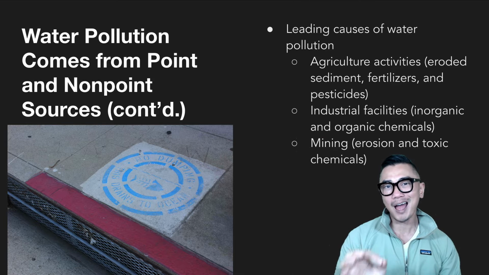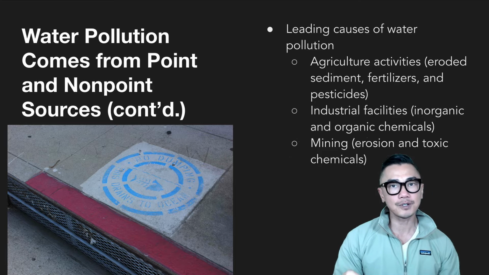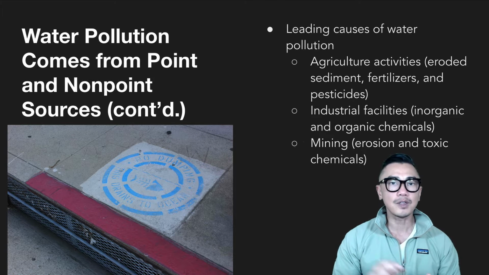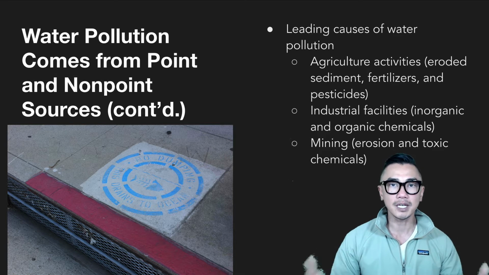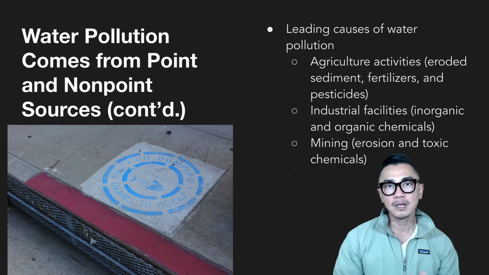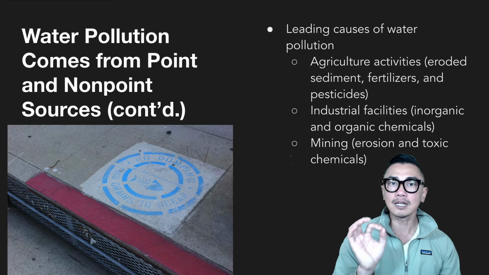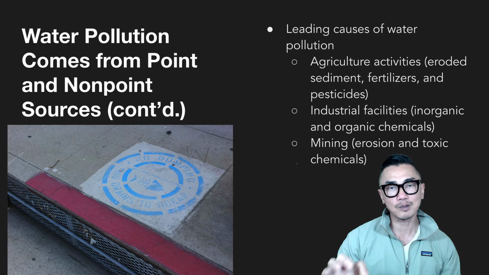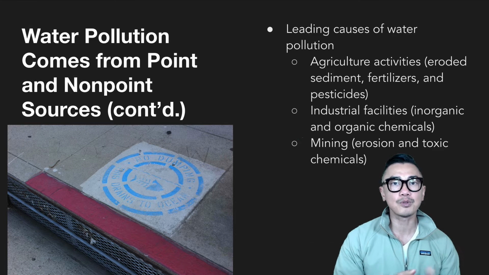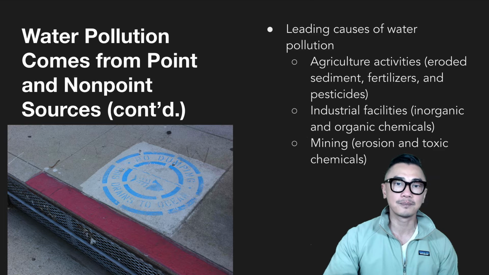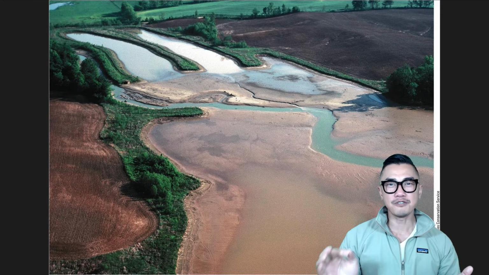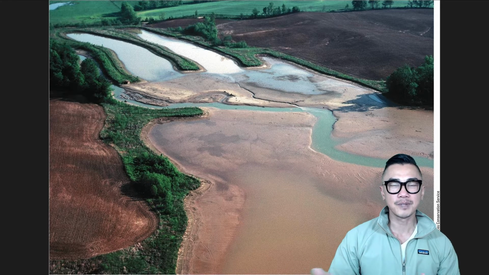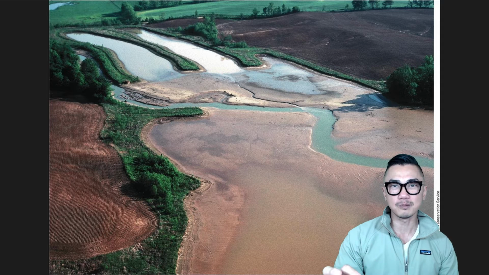You should be familiar with the three leading causes of water pollution. First, there are agricultural activities that produce eroded sediment, fertilizers, and pesticides. Second, there are industrial facilities. Factories and processing plants can produce and release inorganic and organic chemicals. Third, there's mining. Mining can cause erosion, expose toxic metals, and produce toxic chemicals through processes like acid mine drainage. This example of water pollution is from a factory in Gargas, France. Soil erosion on farmland can create sediment pollution. The sediment can change the course of streams or clog them up.